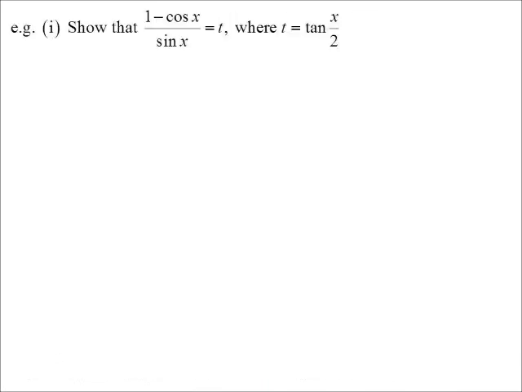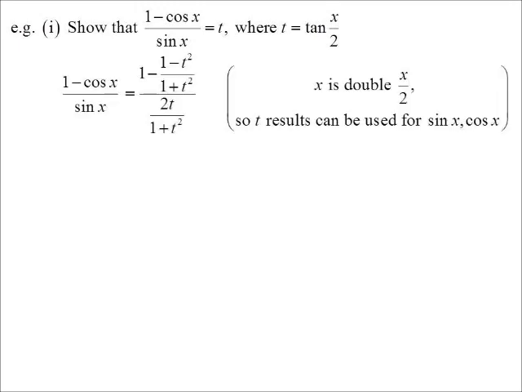We're going to show that 1 minus cos x on sine x is actually the same as t, where t is going to represent tan x on 2. So we'll sub in our t results. So x is double x on 2, t results for sine and cos. We get 1 minus t. The nice thing about this one is the denominator, you'll notice, is the same. So all we're going to do is multiply everything by 1 plus t squared. So the 1 becomes 1 plus t squared. And on the top, what are we left with? 1 minus 1, we just got 2t squared on 2t, which is t. And that's what we wanted to prove, or show.